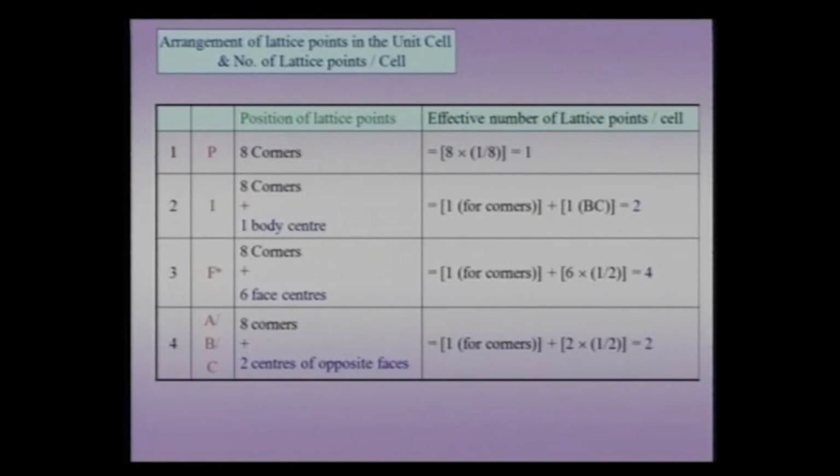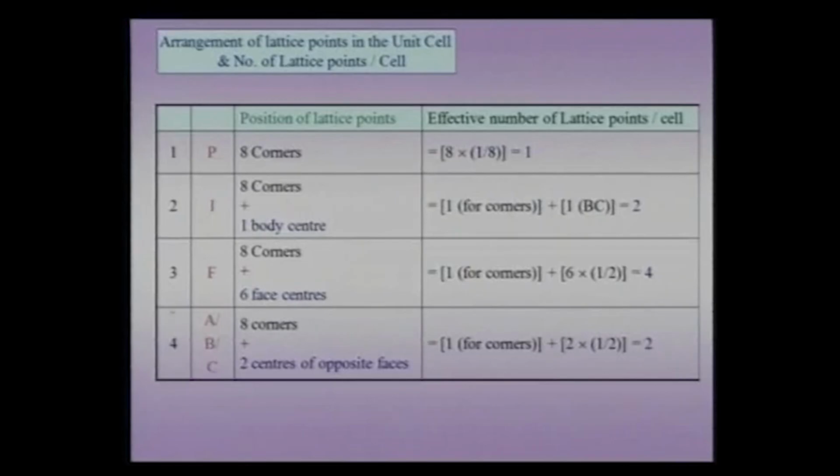For the face centered, we will see that there are lattice points at the corners, and in addition there are lattice points at the center of each face. Of course, we will see examples to make this very clear. Each face is shared between 2 unit cells, and therefore they have a contribution of halves. Since there are 6 faces, you have a contribution of 3 from the faces, 1 from the corners, making it a total of 4 lattice points per cell.